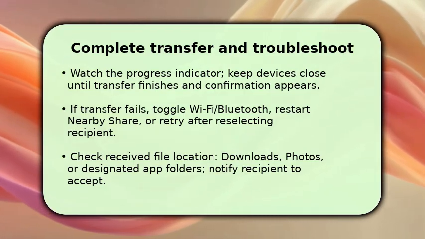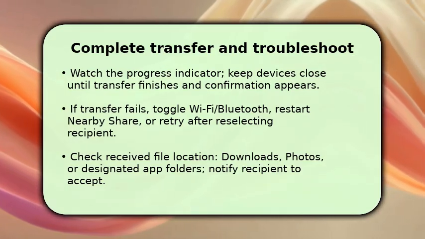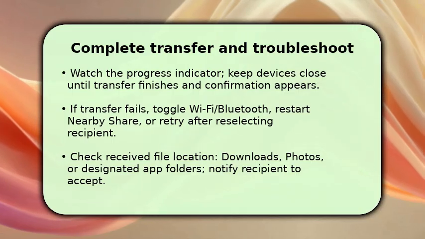If the transfer fails, first toggle Bluetooth and Wi-Fi on both devices, restart Nearby Share, then retry the send. This clears temporary discovery issues.